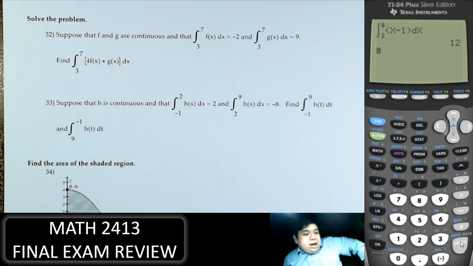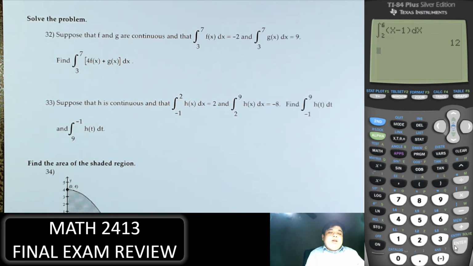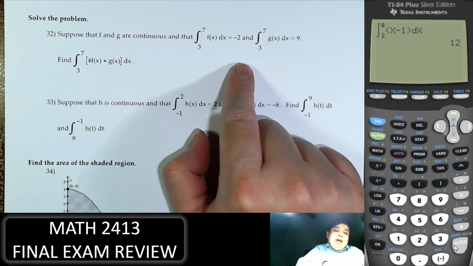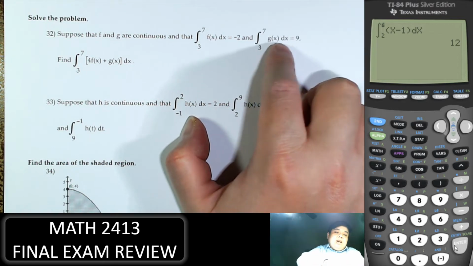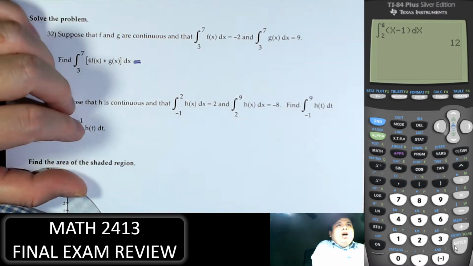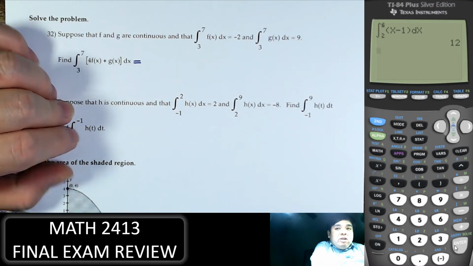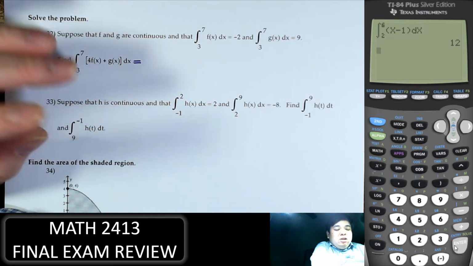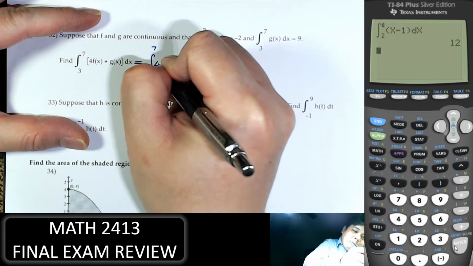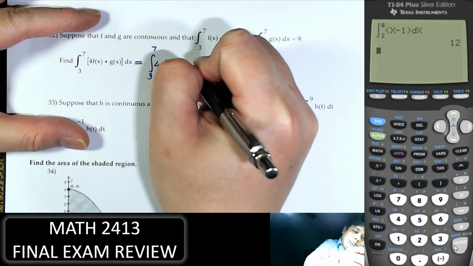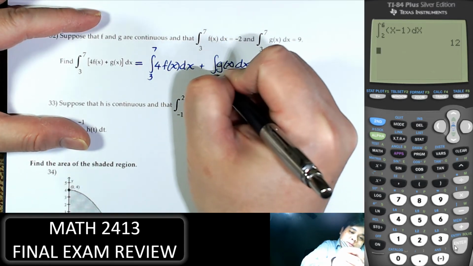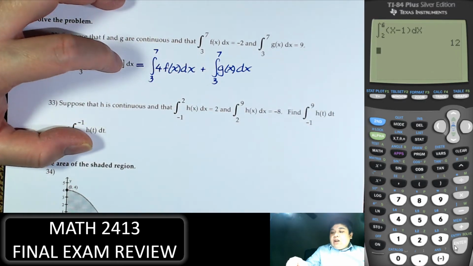Right, next, suppose that f and g are continuous and that the integral of f from 3 to 7 is -2, and from 3 to 7 of g of x is 9. What is that? So the properties of the integral are just like derivative, just like limit, summation, we can just split them. And then take the constant outside.